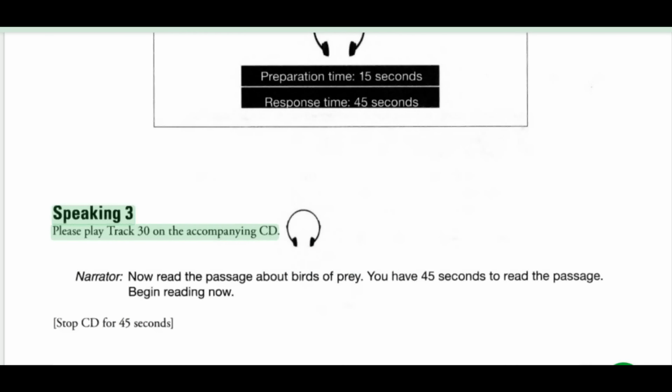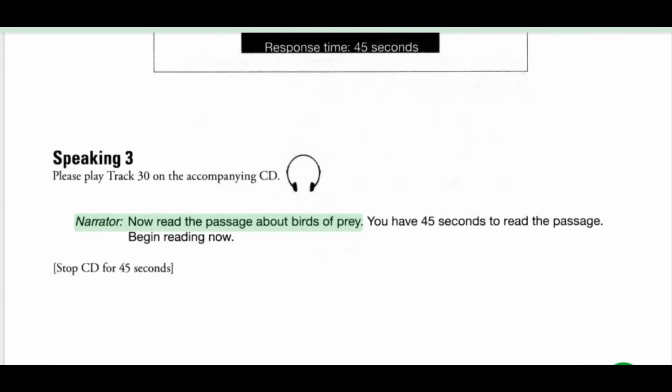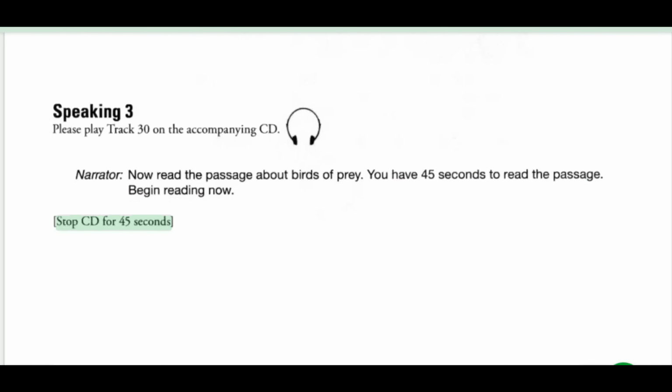Speaking 3. Please play track 30 on the accompanying CD. Narrator: Now read the passage about birds of prey. You have 45 seconds to read the passage. Begin reading now. Stop CD for 45 seconds.